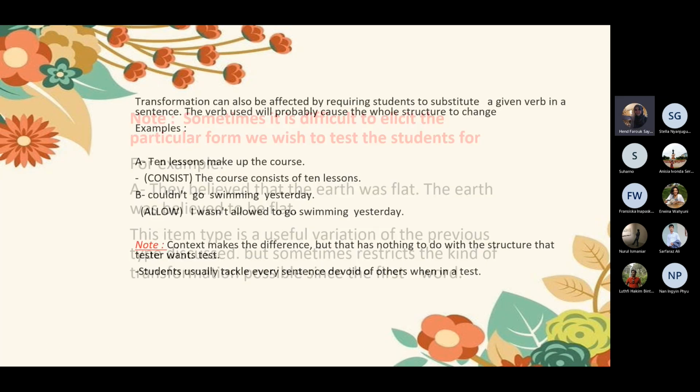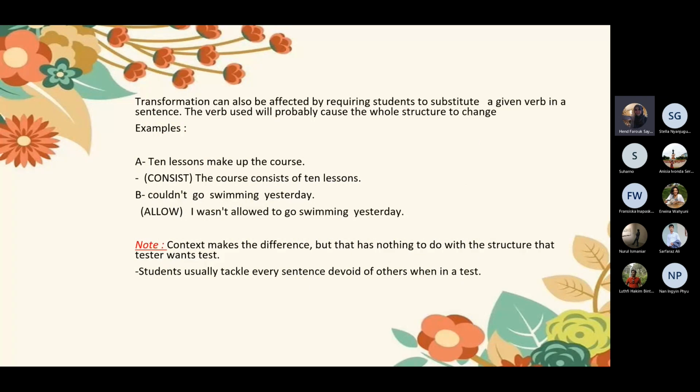A transformation can also be effected by requiring students to substitute a given verb in a sentence. The verb used will probably cause the whole structure to change accordingly. Example for that: 10 lessons make up the course. For example, if I told the students, please, instead of make up, make use of the word consist. So the whole structure would change because we use a different verb. So it's going to be: the course consists of 10 lessons. The whole structure of the sentence is changing because it was starting with 10 lessons, but now if we use consist, 10 lessons has to come at the end, and we have to add a preposition.